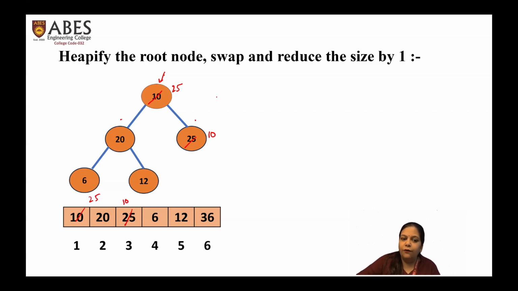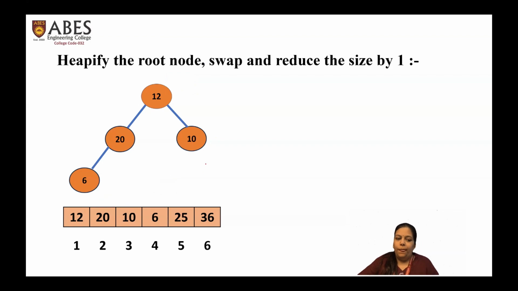And again, we have to swap the root node with the last node. That means this will become 12. This will become 25. The first element will become 12 and the last element will become 25. And you can see that now 25 has also reached its appropriate position. And then we have to reduce the size of the heap. Right?